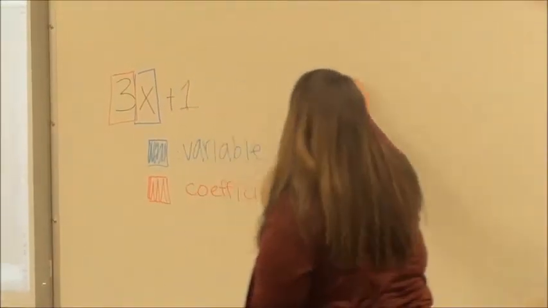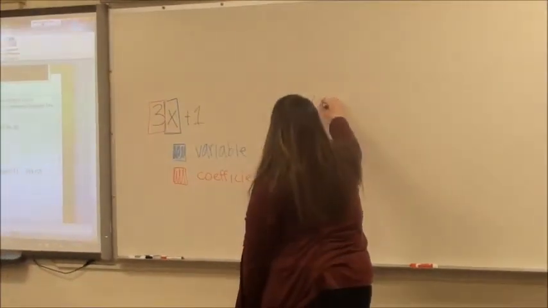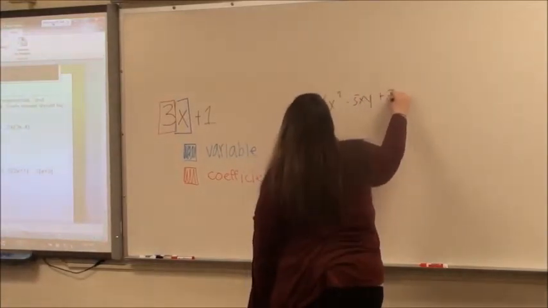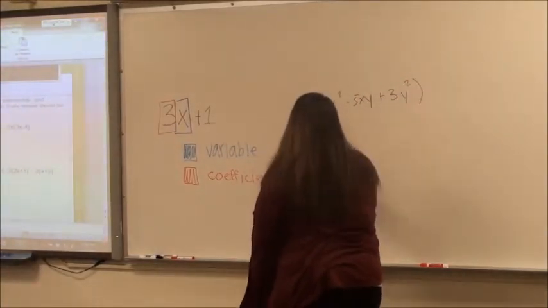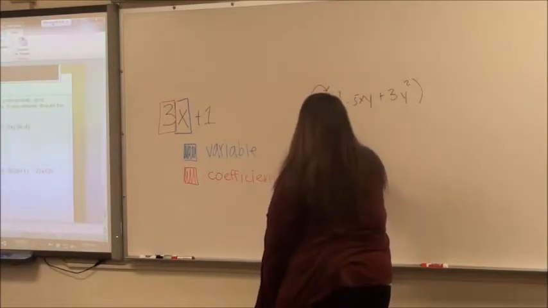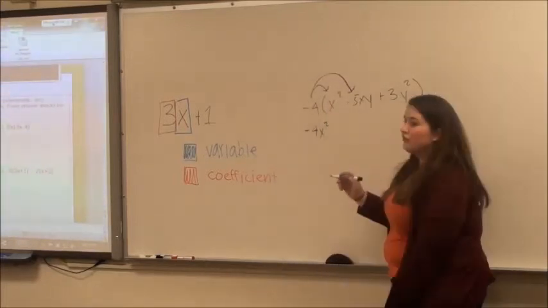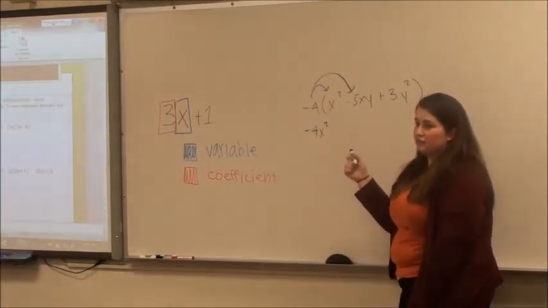But we have a negative 4x squared minus 5xy plus 3y squared. Okay, so we're going to distribute this. We have a negative 4 times x squared. Now we're going to distribute this negative 4 times negative 5xy.